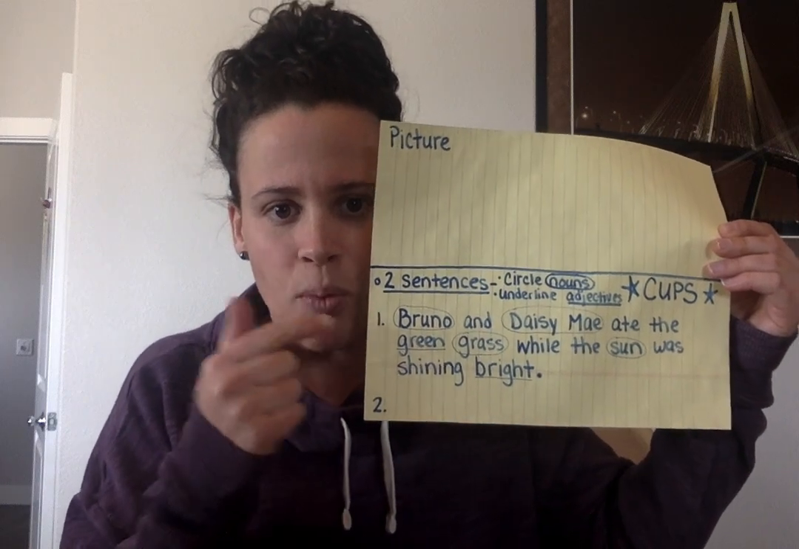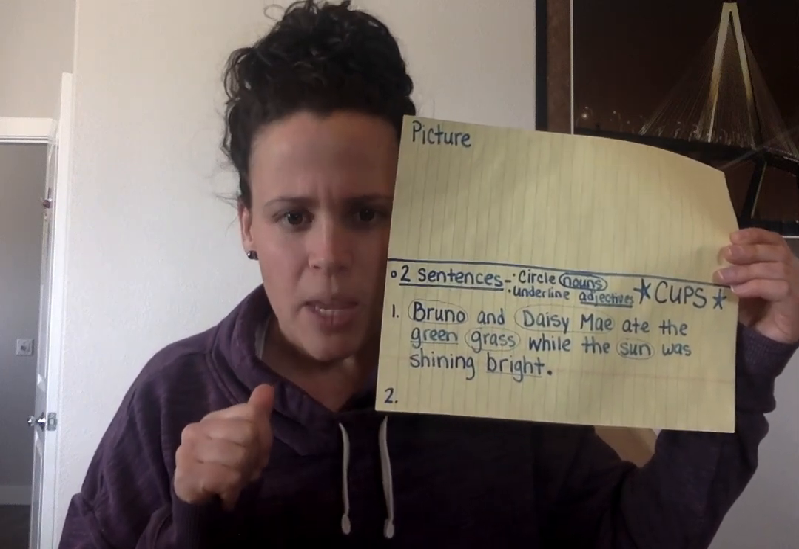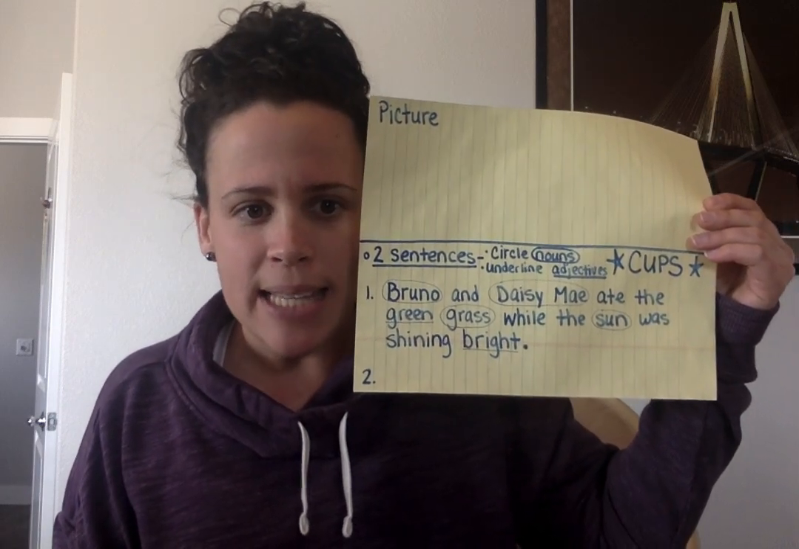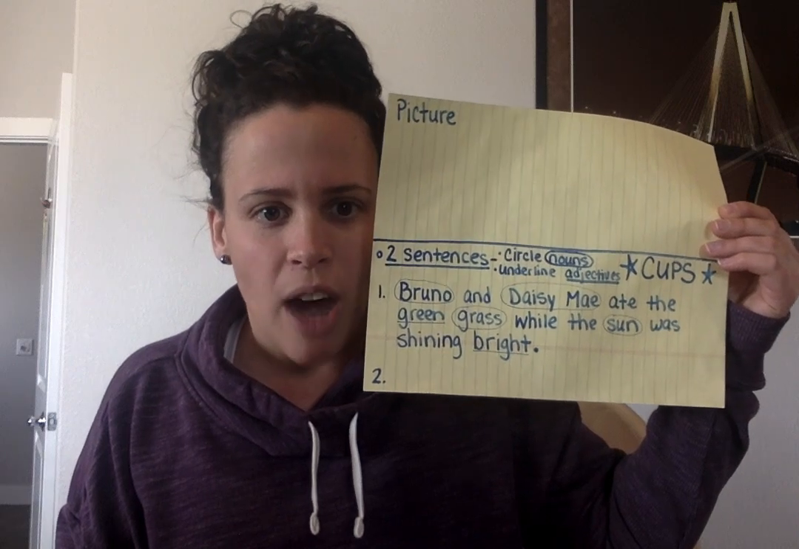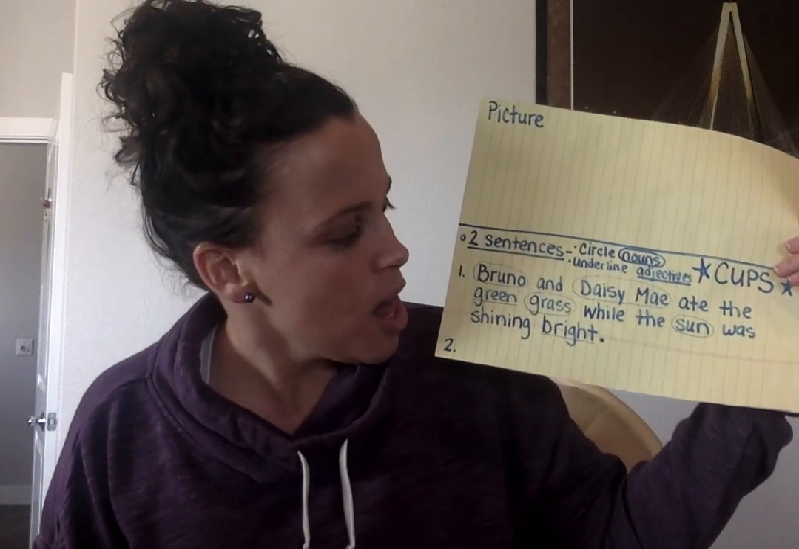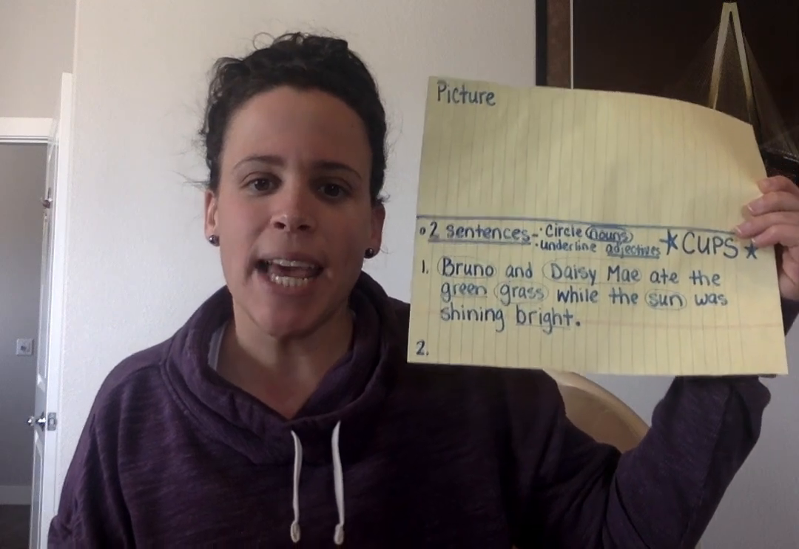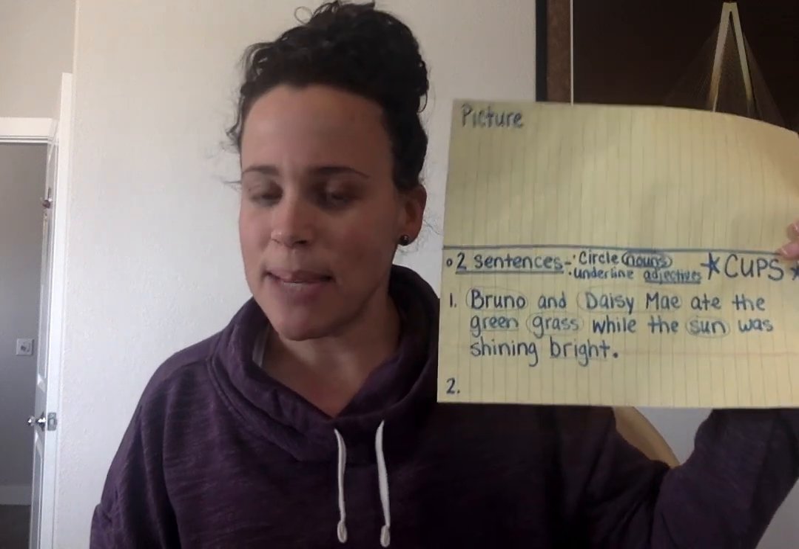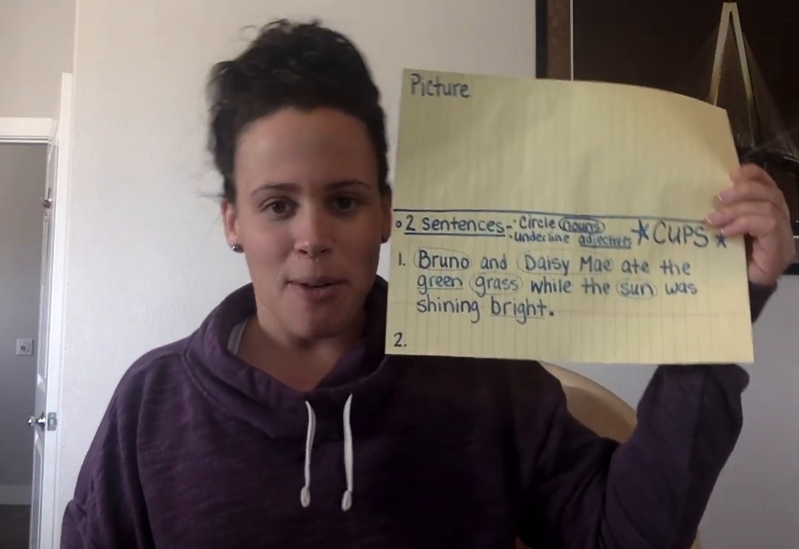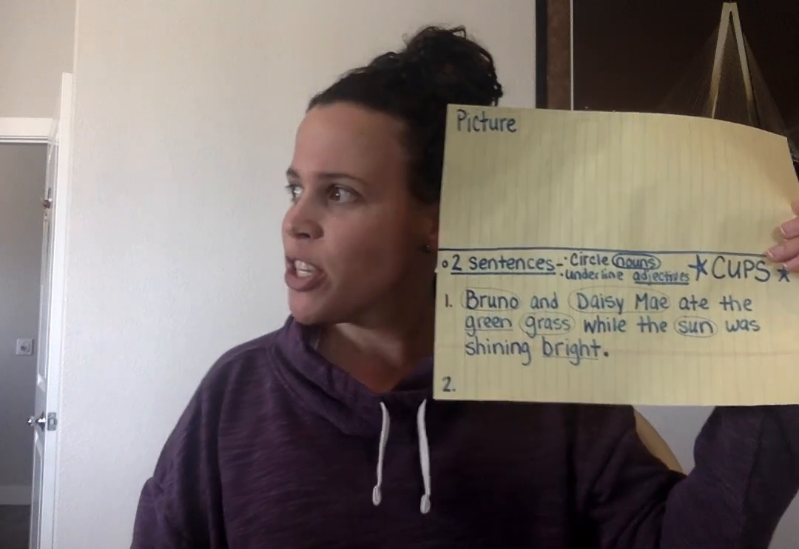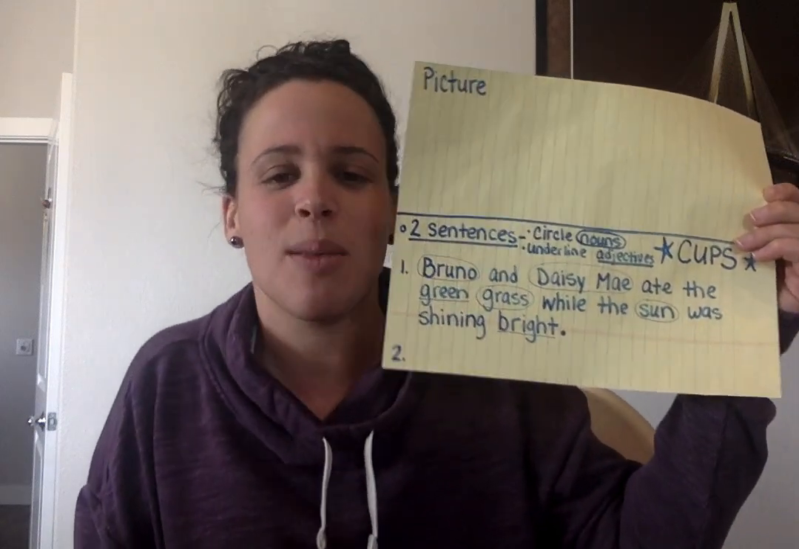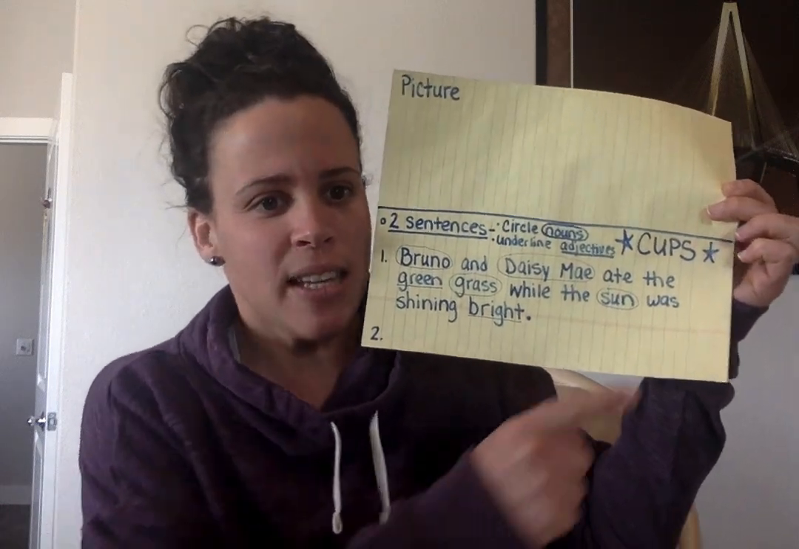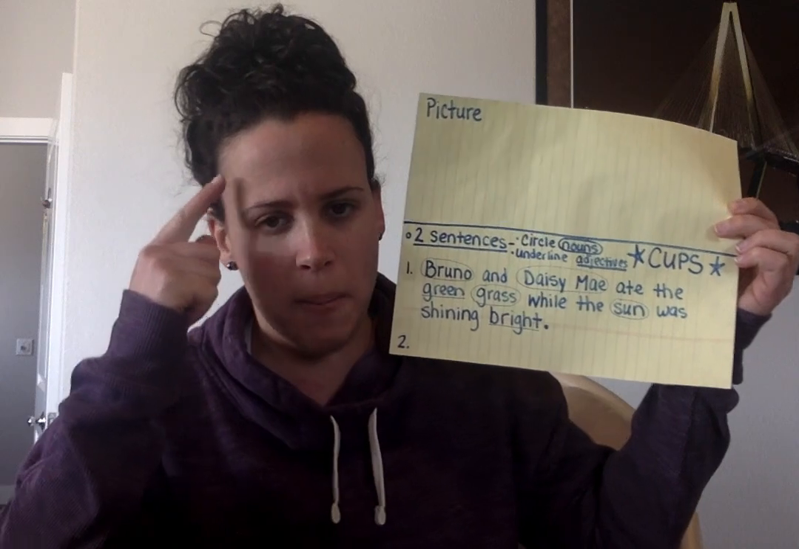So I just did one for an example, and my sentence says, Bruno and Daisy May ate the green grass while the sun was shining bright. Okay, so that's my first sentence. Of course, Bruno and Daisy May are our horses. I was sitting here thinking of a sentence, and I happened to look outside, and there's Bruno and Daisy May in the pasture eating grass. That's how I came up with my sentence. So, you can even see right over here, I wrote CUPS for a reminder.